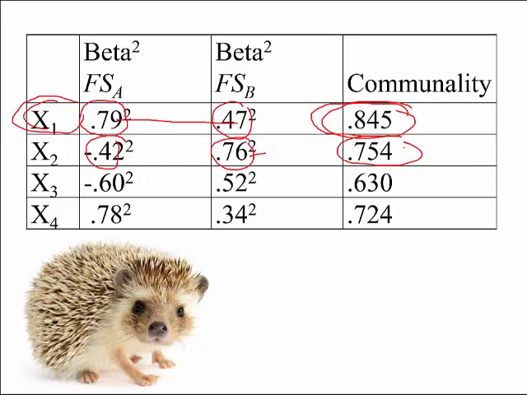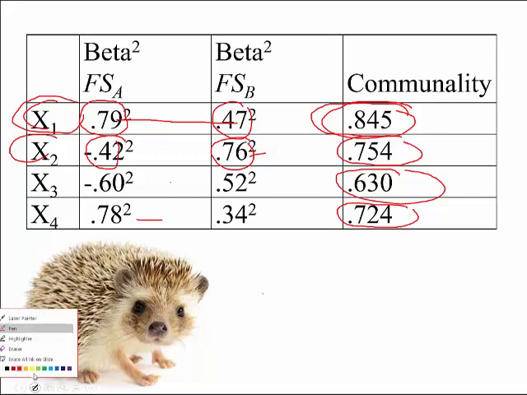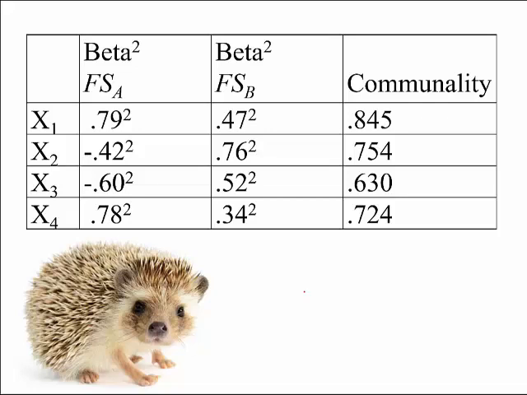And we see we're explaining about 75% of the variance in item 2 is explained by our two components, or our two factors. And then we do the same thing for item 3, and we see that we're explaining about 63% of the variance in item 3. And we do the same thing for item 4, and we see we're explaining about 72% of the variance in item 4. So now we have created our communalities for each item on our assessment instrument based on both factor score A and factor score B.